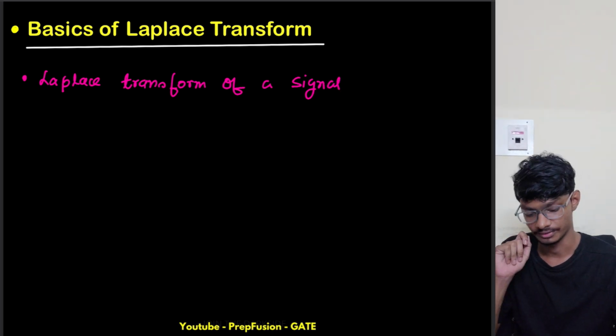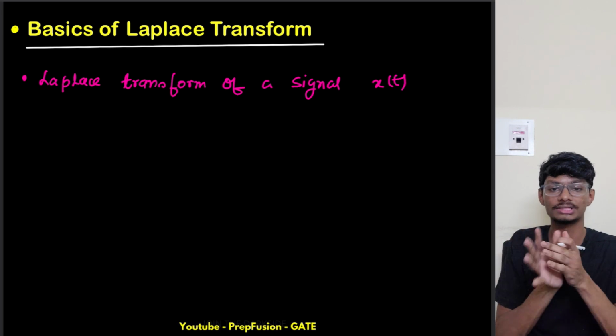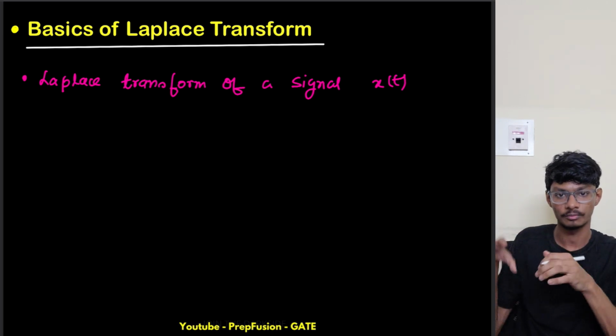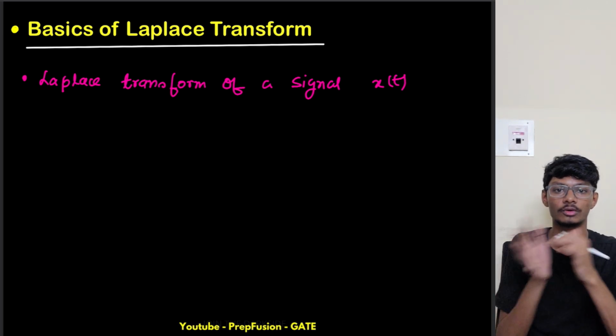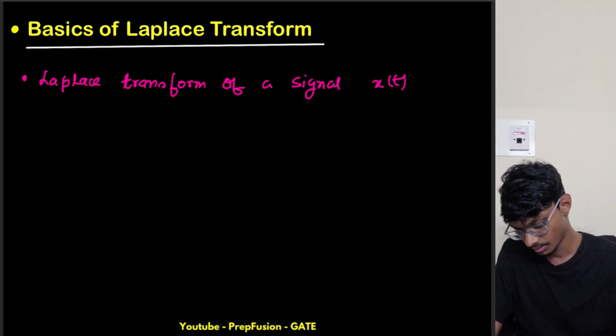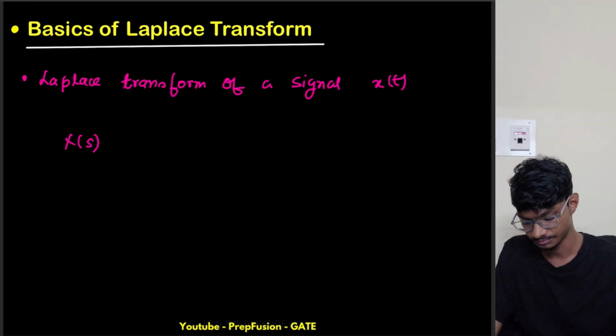Laplace transform of signal x of t. This is basically a mathematical tool to convert time domain information into frequency domain information. We write this as X of s, where s is the complex frequency.